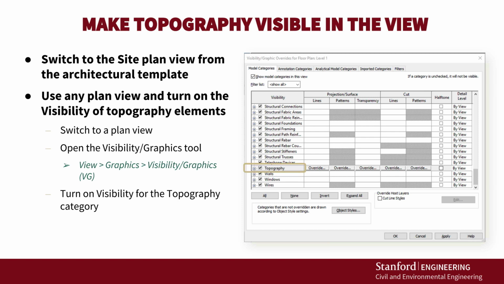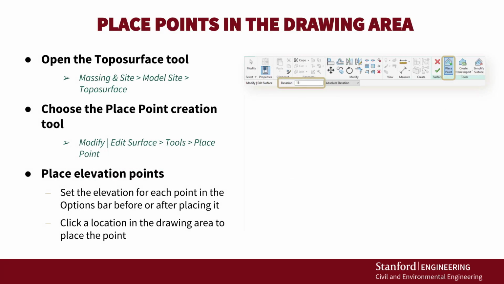To do that, after switching to a plan view, open the Visibility Graphics tool. You'll find it under the View tab in the Graphics section. And it has a shortcut that makes it very easy to open. You can type VG on the keyboard and it'll open this dialog quickly. Turn on the visibility checkbox for the topography category, and then when we close the dialog, topography will show up in that view.